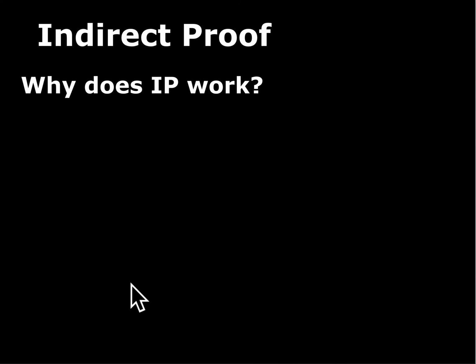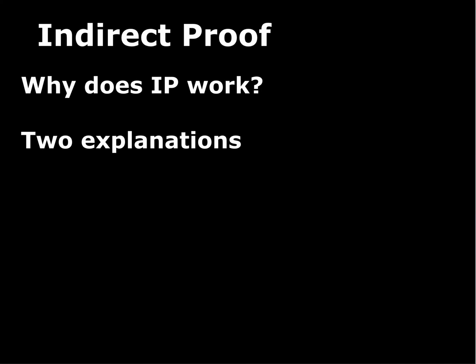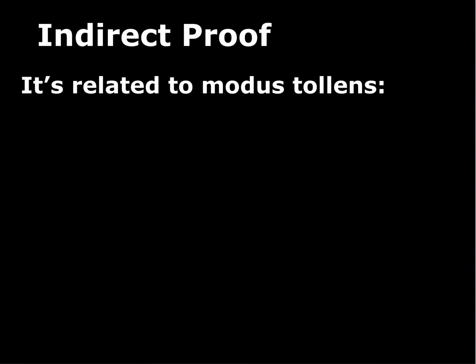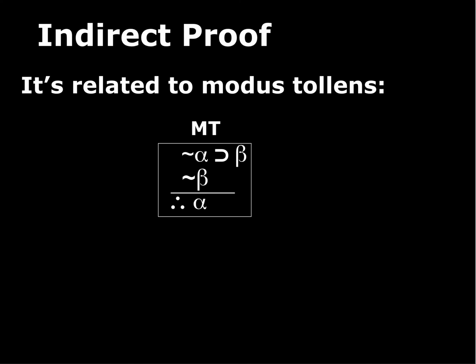Well, there's a couple of ways to get your head around it, and I'm going to give you two different ways to think about it. One way to think about it is that it's related to modus tollens. Remember modus tollens. If I have a conditional, and I know that the consequent is false, then the antecedent must be false. Okay? So if I have not alpha then beta, and I know that not beta, I can derive the negation of the antecedent.